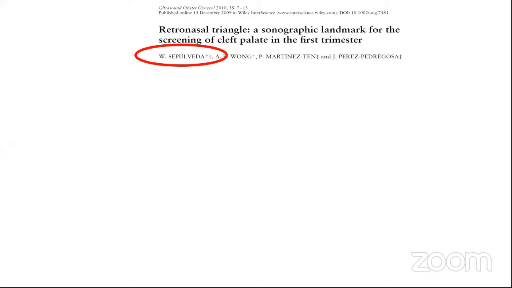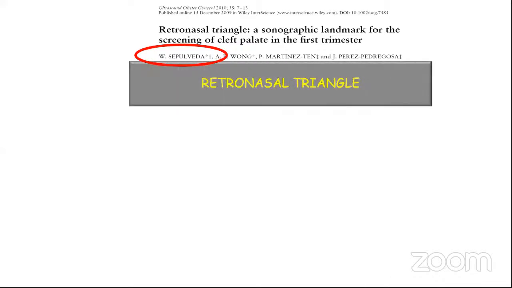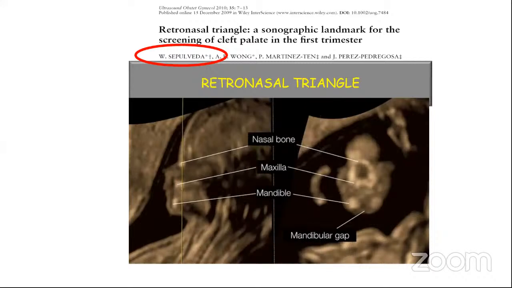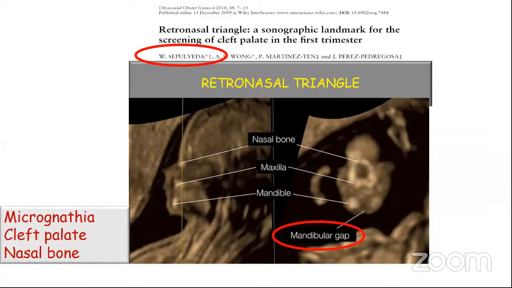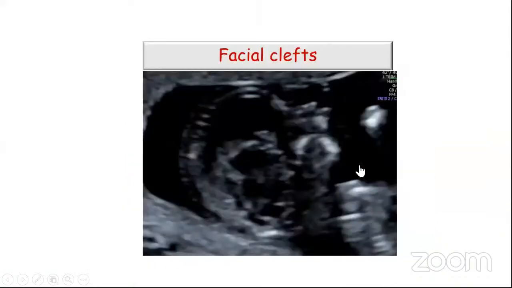Now, Sepulveda et al. described this marker, which is a retronasal triangle. The apex is made by the nasal bones, the vertical limbs by the maxilla, and the base by the alveolar ridge or the primary palate. And this is the mandibular gap, which we should ideally see in normal fetuses. If we don't see this, then we can suspect the presence of micrognathia or retrognathia. And cleft palate can be suspected when we see gaps here in the maxilla. And of course, when we are going to assess the nasal bone, when we have a doubt that one of them is absent, then this view helps us to assess the nasal bones further.